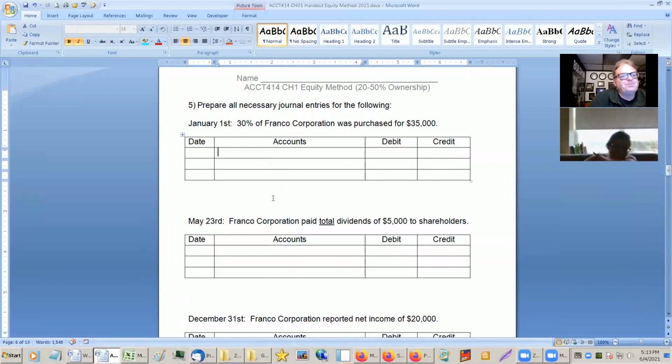Okay. So January 1st. The corporation was purchased for $35,000. So, well, let's take the easy part. What happened to the cash? Did it go up or down? Cash went down. Assets went up. So cash. Yes, you're basically trading one asset for another. So cash would be an asset going down for $35,000.